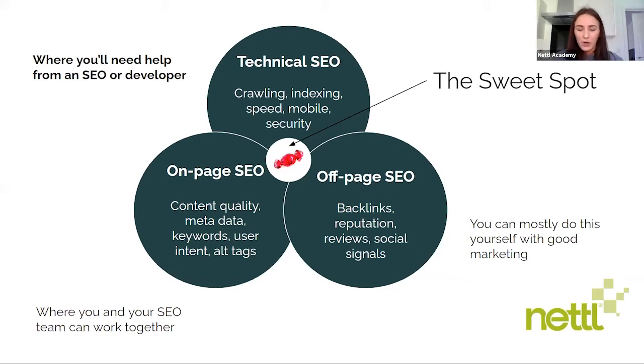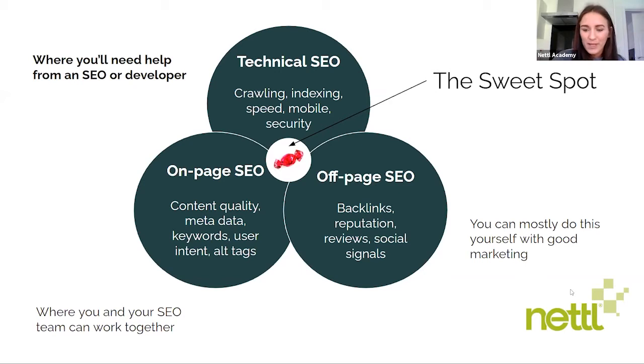And then obviously you've got the off page, which is backlinks, reputation, reviews, and social, which we spoke about a couple of weeks ago. And then on page, which is your keywords, the quality of your content, and all those elements. So with the off page SEO, you can do most of that yourself with good marketing. So if you've got a business and you're just marketing your business well, however you might do that, and you're getting good reviews, etc., you can do that yourself.